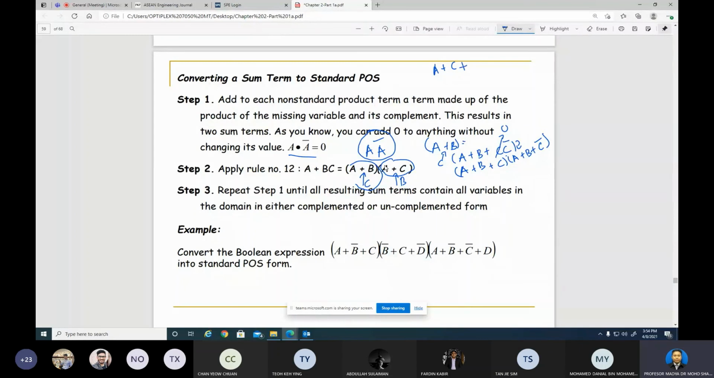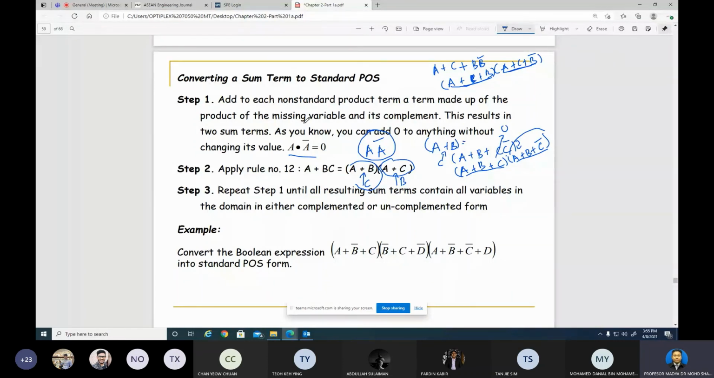Okay, so we have A plus B plus B bar. Then we have to expand (A plus B plus C) multiplied by (A plus C plus B bar). This is the standard formula. You can see here we have the elements A, B, C, and this one also has A, B, C. So this one we call the standard POS, standard product of sums. Okay, right. So that's all.